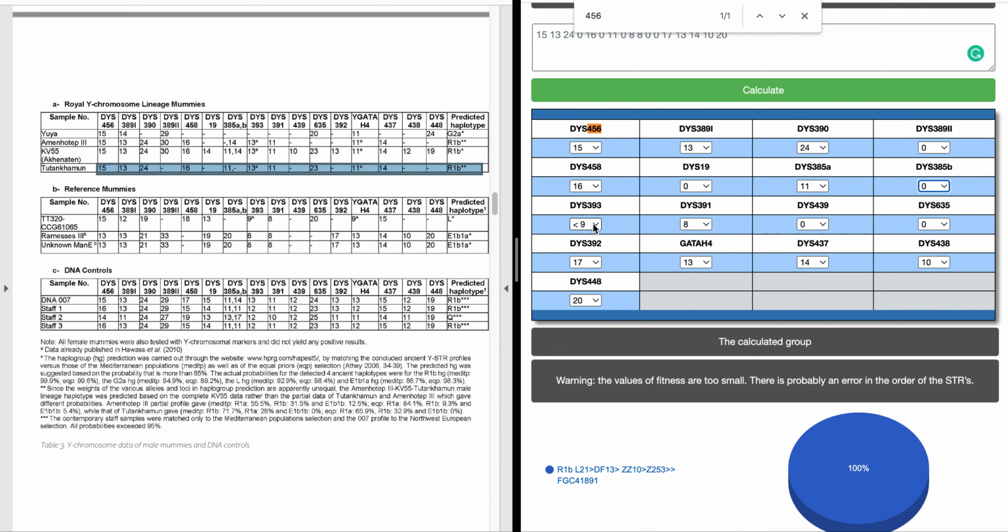393 is going to be a 13. 391, 11. 439, it's going to be blank. 635, it's going to be 23. 392, it's going to be blank. H4 is going to be 11. 437, it's going to be 14. 438, it's going to be blank. And 448 is going to be blank.